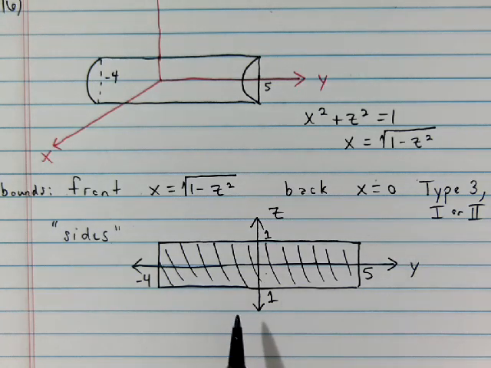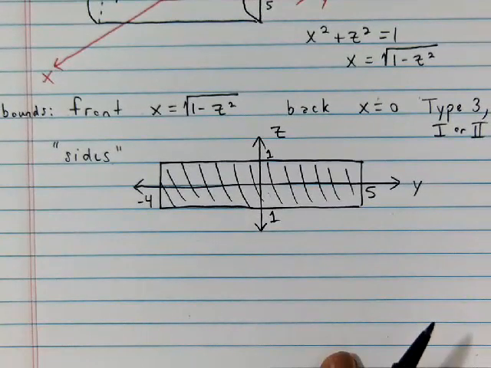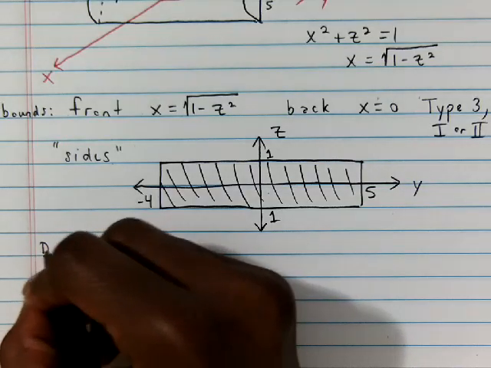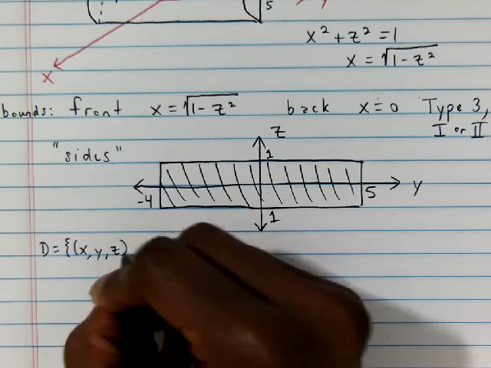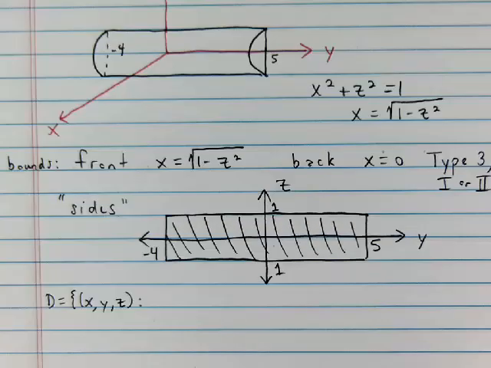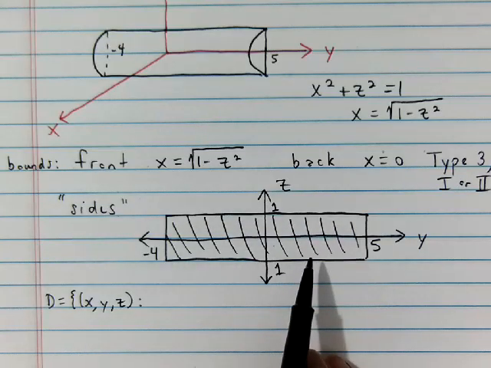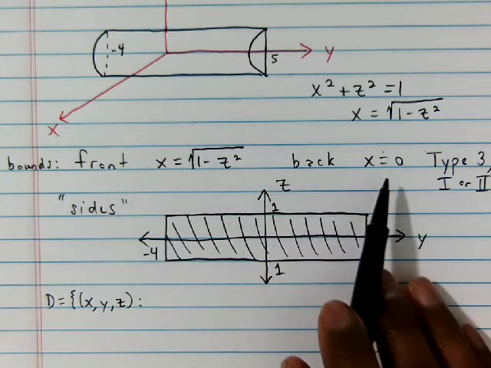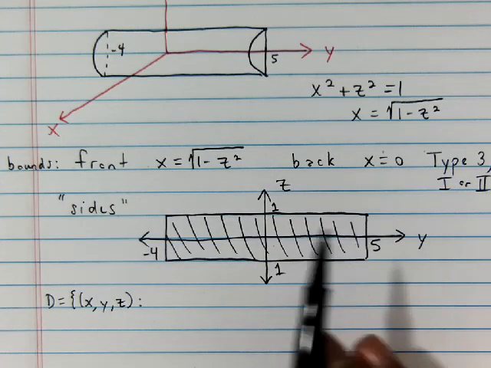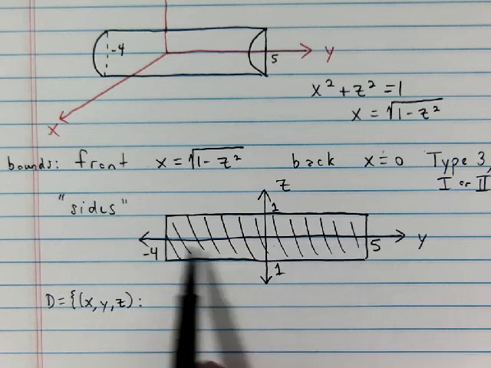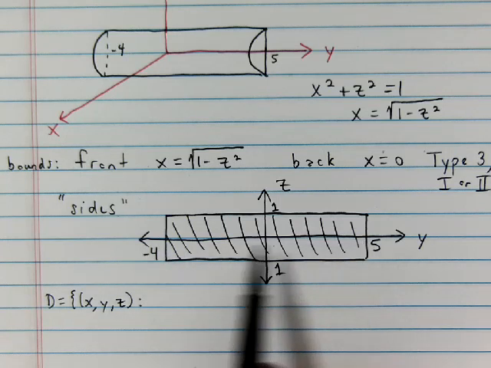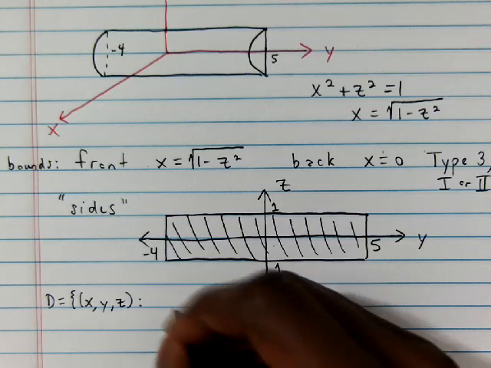So now let's set up our region D and then set up our integral from there. So D is equal to the set of points x, y, z, such that now we're always going to start with this part, not the front and the back. That's going to be the last thing because that's the part that can be a function. They can both be functions of two variables. So let's say we go from constant to constant. It doesn't matter. We go from constant to constant in this y direction here. So y varies from -4 to 5.